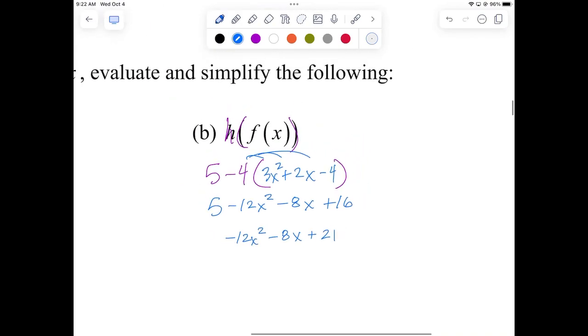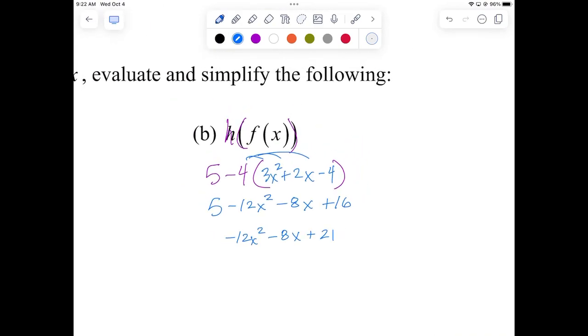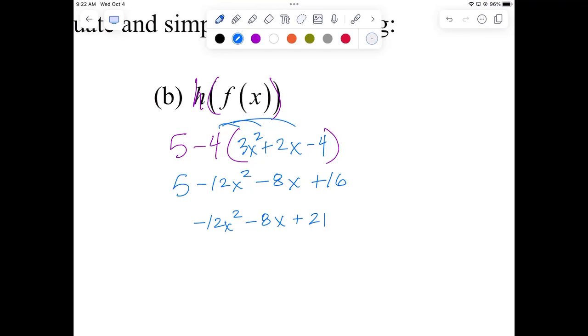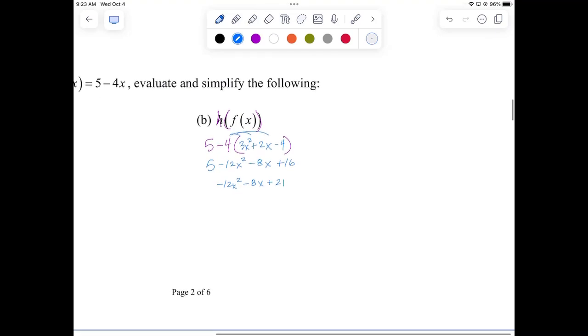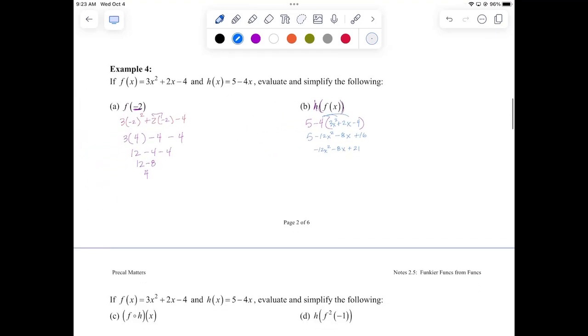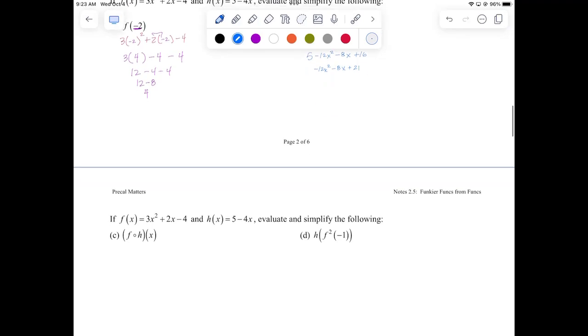Yeah, that's it. What would be the domain of this? All real numbers. Very good, because it's just a quadratic, right? It's a polynomial. We're going to study polynomials in the next section, but it's quadratic. Its graph would be a parabola. Okay. More of the same.